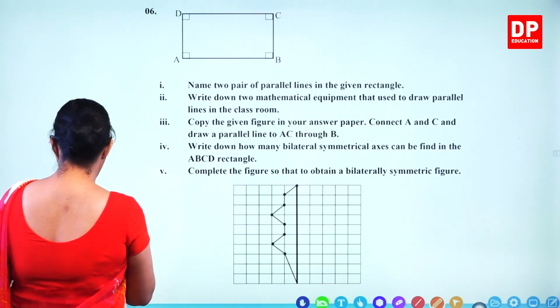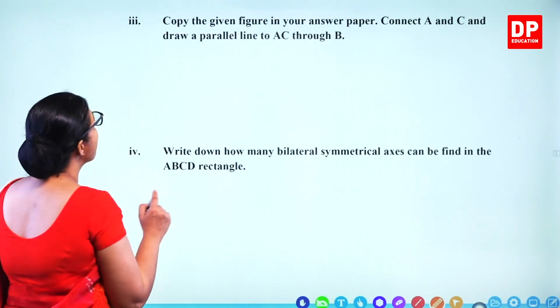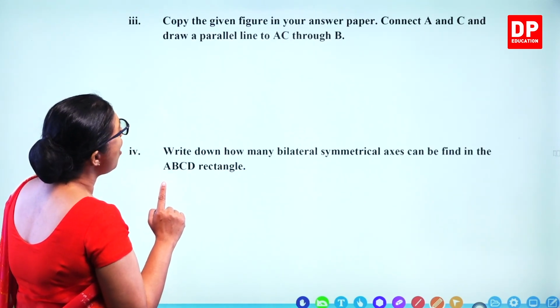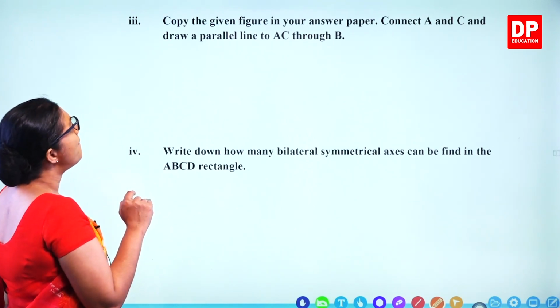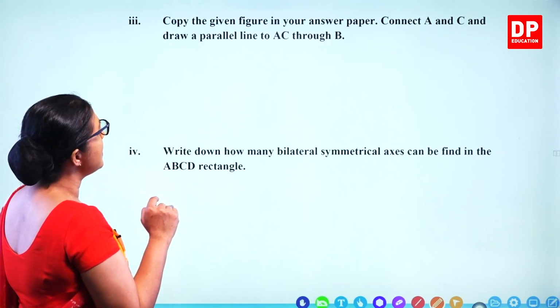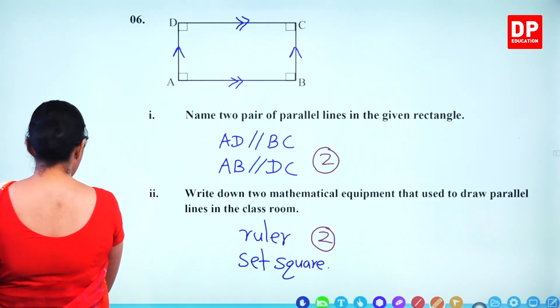So just we did 2 parts. Copy the given figure in your answer paper, connect A and C and draw a parallel line to AC through B. So let's look at the diagram.